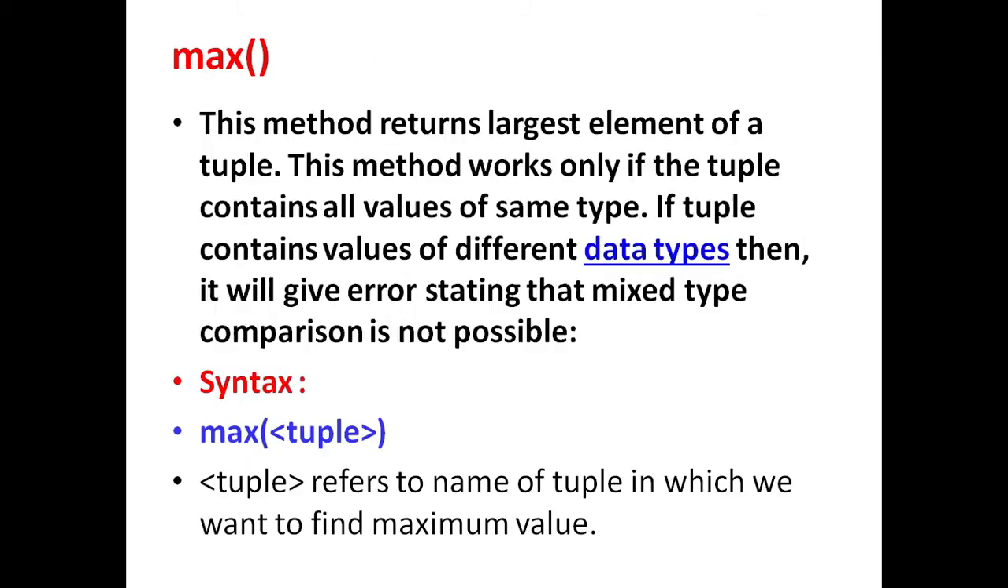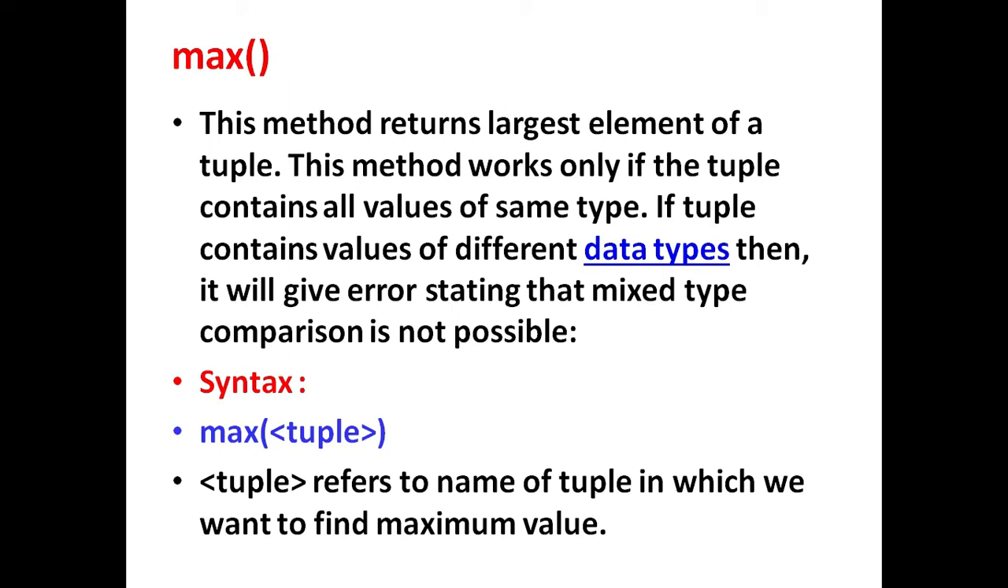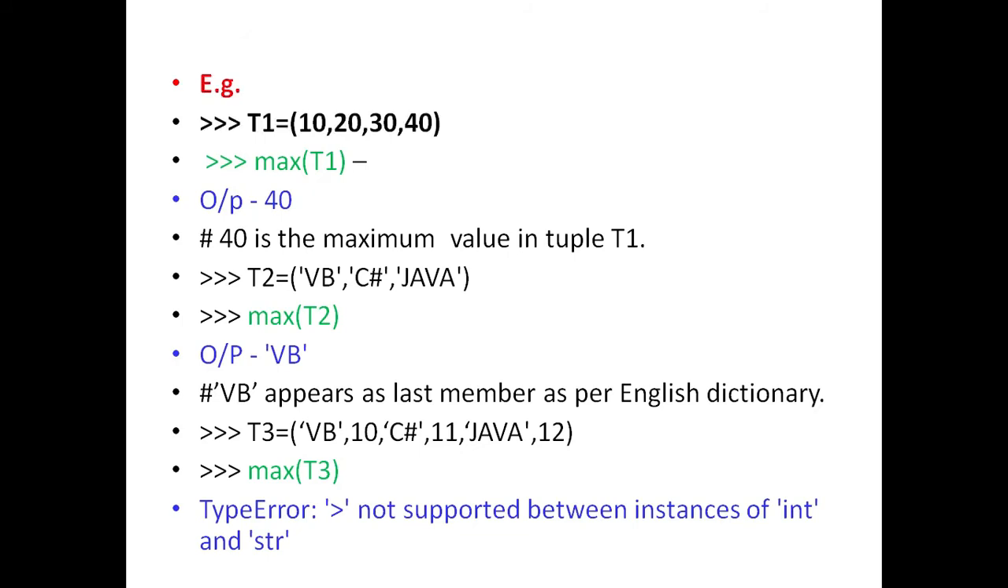Next is max. This method returns the largest element of a tuple. This method works only if the tuple contains all values of the same type. If the tuple contains different data types, then it will give an error stating that mixed type comparison is not possible. General syntax is max and tuple, where tuple refers to the name of the tuple from which the user wants to find the maximum value. For example, if a tuple is defined with elements 10, 20, 30, 40, and if we use the max function with t1, it will give the output 40, since 40 is the maximum value in tuple t1.